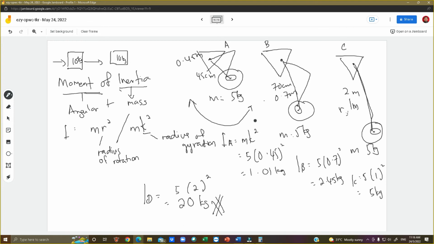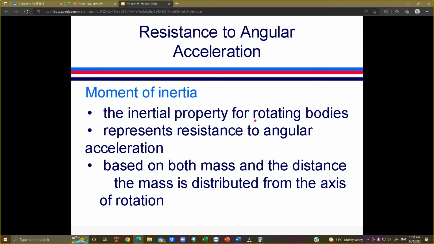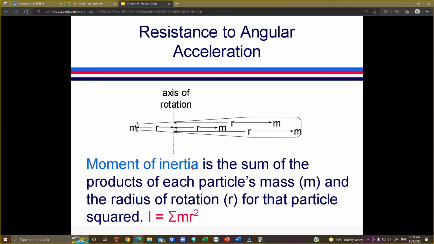Ni dia. Okay, dapat? Itu adalah moment of inertia. Banyak pula. Okay, that is moment of inertia. Inertial properties for rotating bodies represent resistance to angular acceleration based on both mass and the distance of the mass distributed from the axis. Ni contoh.